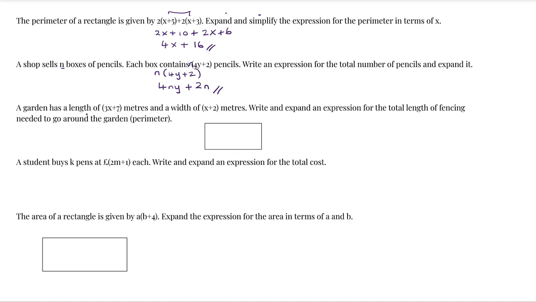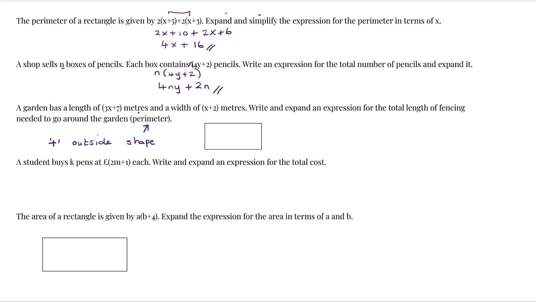A garden has a length of 3x plus 7 meters and a width of x plus 2 meters. Write and expand an expression for the total length of fencing needed to go around the garden perimeter. First thing you need to know is what the perimeter is. It's the outside of the shape. And when I say the outside of the shape, it means adding all the sides up. Okay? So you're adding everything around the shape. That's your perimeter. So we've got that sorted.